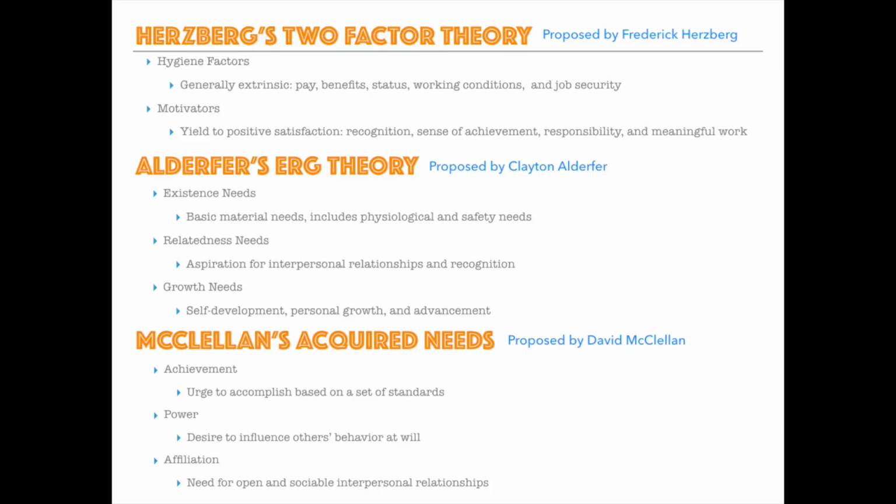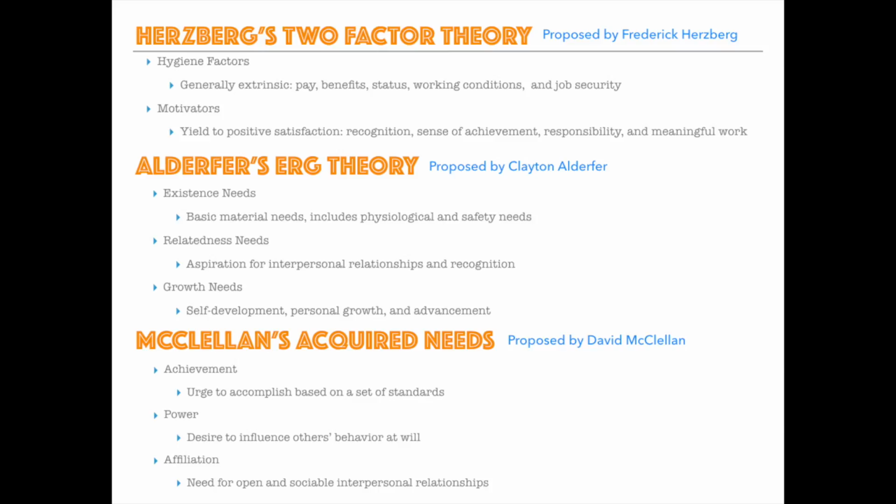Herzberg's two-factor theory, which was proposed by Frederick Herzberg, contains only 2 different categories, the first of which being hygiene factors. These are generally extrinsic and include things such as pay, benefits, status, working conditions, and job security. The next category, and the last of which, is motivators, and this yields positive satisfaction in terms of recognition, sense of achievement, responsibility, and meaningful work.